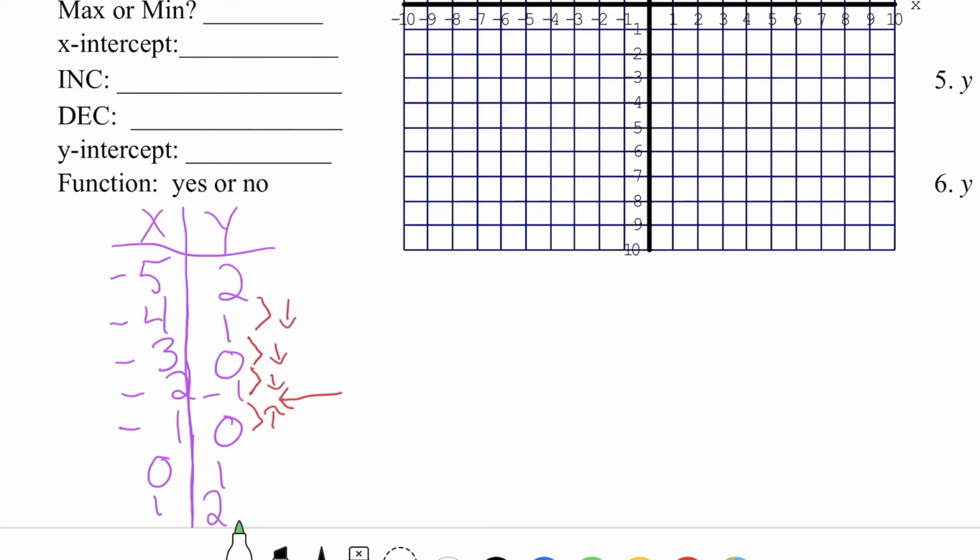So you can either select negative 3, 0, negative 2, negative 1, and negative 1, 0. Or you could select negative 2, negative 1, negative 1, 0, and 0, 1. I don't care which one you choose, but you need 3 of them. So let's select the green one. I have negative 3, 0 to plot, negative 2, negative 1 to plot, and negative 1, 0 to plot.